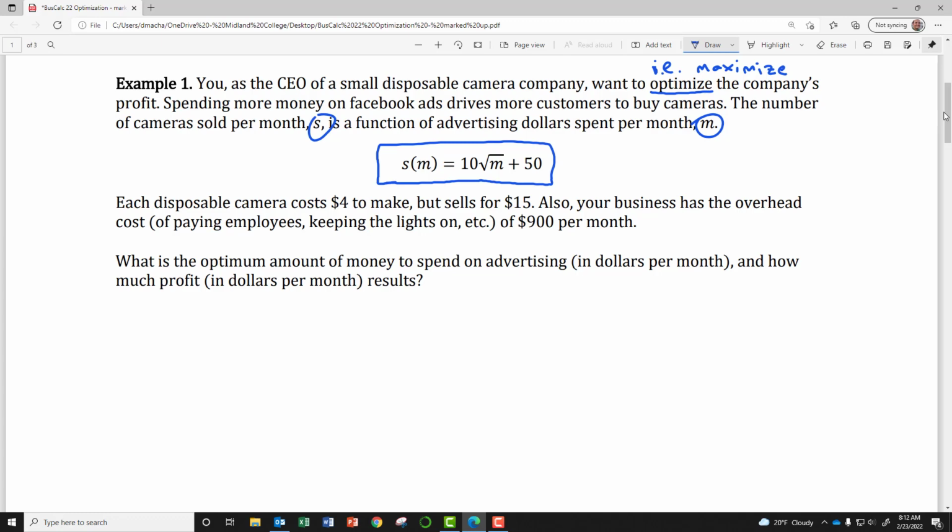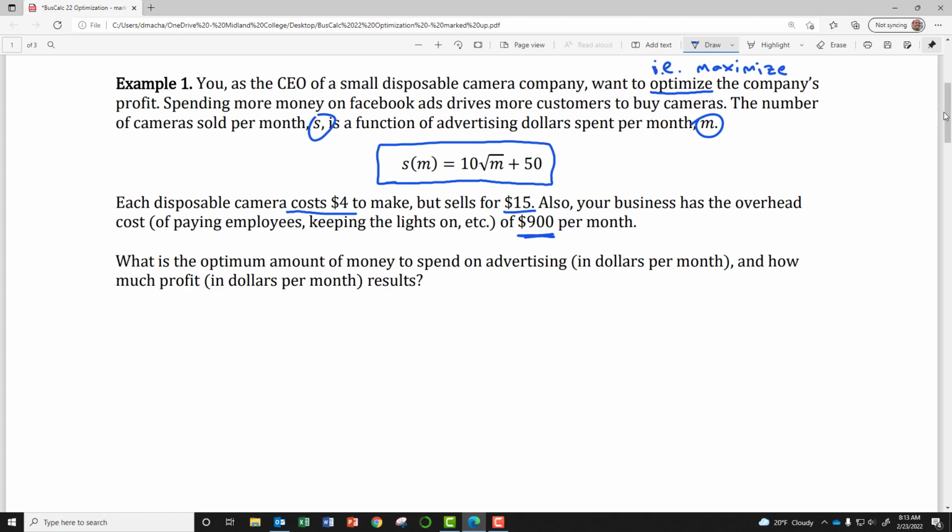Now each disposable camera costs $4 to make, but sells for $15. Also, your business has the overhead cost of, by the way, overhead cost just means costs that aren't related to the number of cameras sold, right? We say the cost is a variable cost if it is proportional to the number of cameras sold. So like our variable cost is $4 per camera, but then our fixed cost, or our overhead cost, that is things that we have to pay every month regardless of how many cameras we sell. So like regardless of how many cameras we sell, every month we have to pay employees, we have to pay for the water and the garbage and the electricity and the gas bill. And so our overhead is going to be $900 per month.